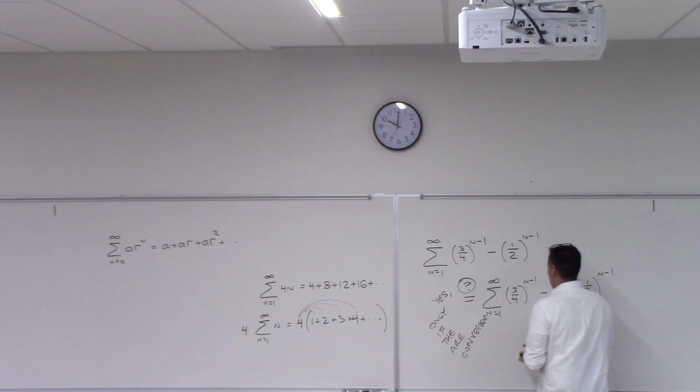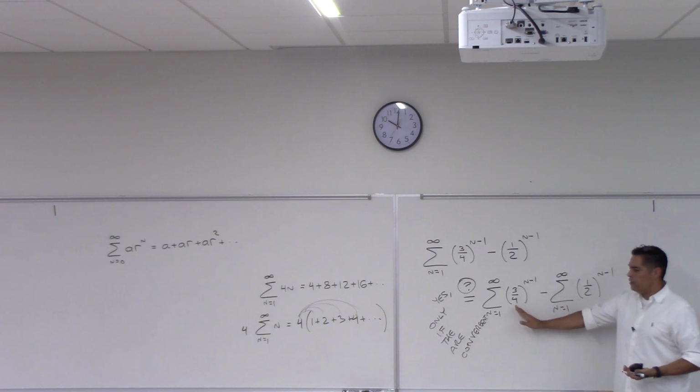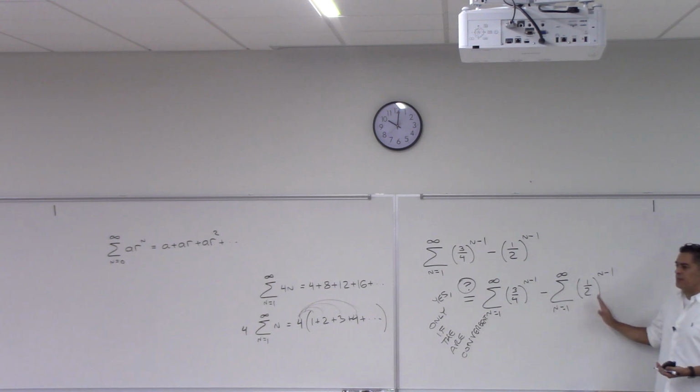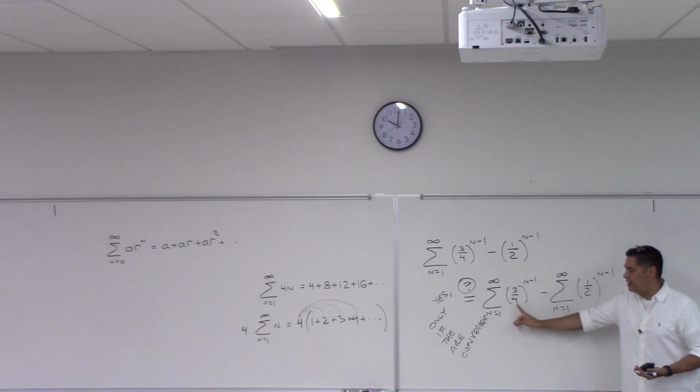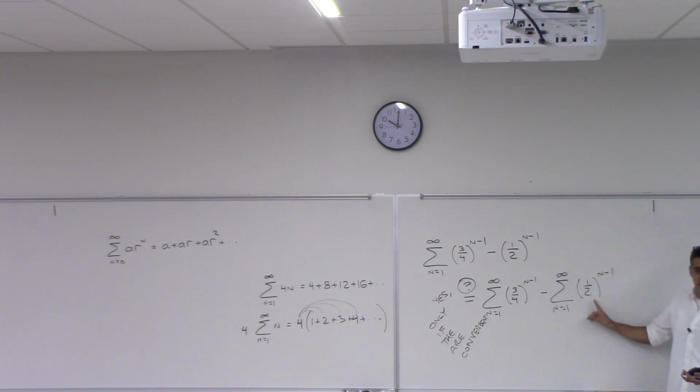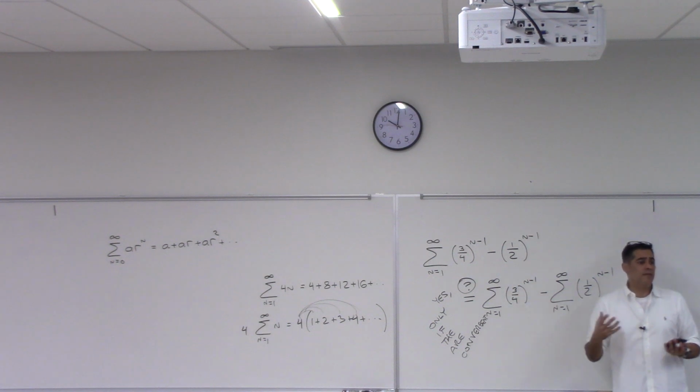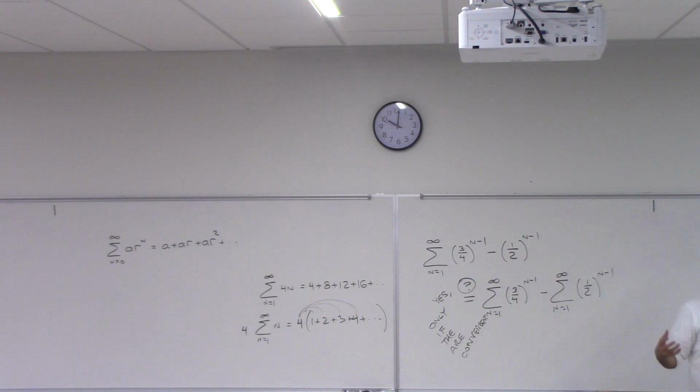That means this is convergent, isn't it? That's convergent, and that's convergent, because they're both geometric series. This one has 3/4 as r, so that converges. This is 1/2 as r, that converges. As long as you have two convergent series, you can split them apart. You are not allowed to split them apart if they are divergent.